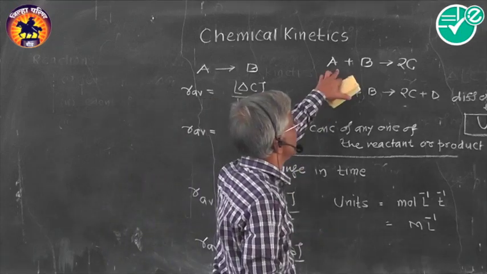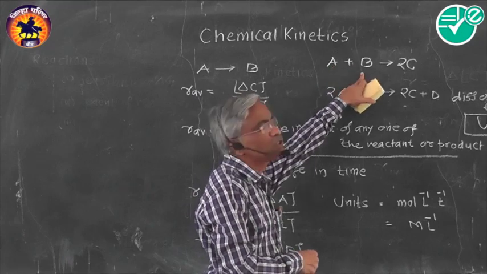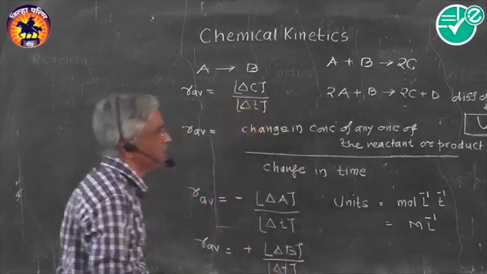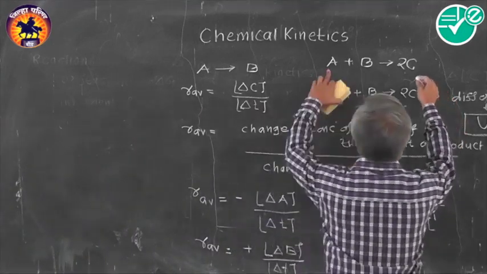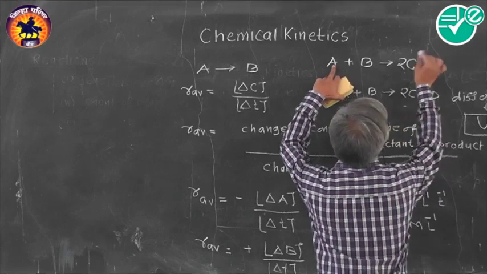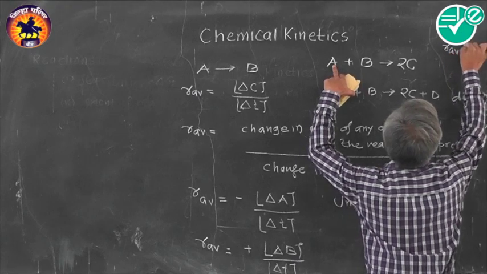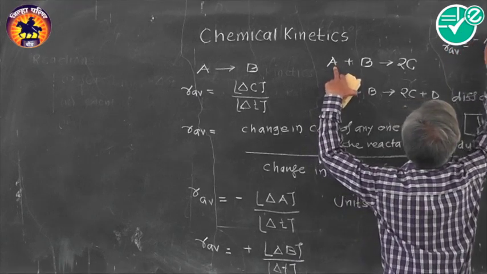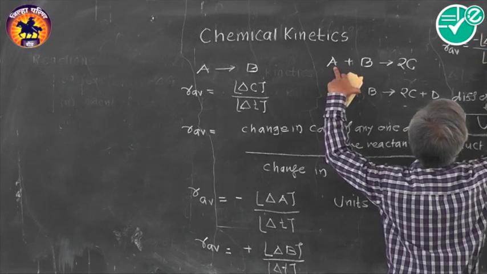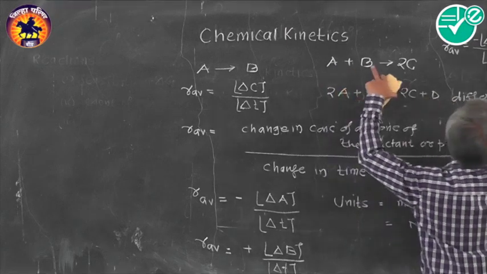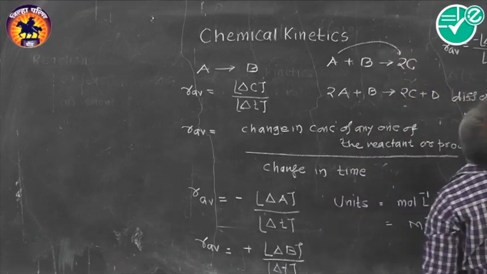For example, here we are having 1 mole of A, so it is to be divided by 1, B is to be divided by 1, but C is to be divided by 2, and therefore we can write it differently. For example, here I will write, for an example, the rate of average reaction with respect to A is minus changing concentration of A with respect to time taken, which is equal to, I will relate A along with C. I will write it first.